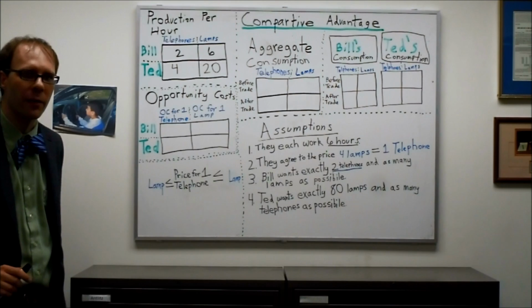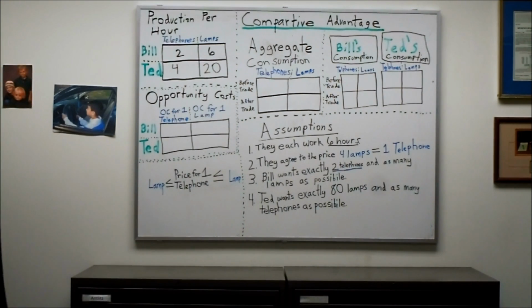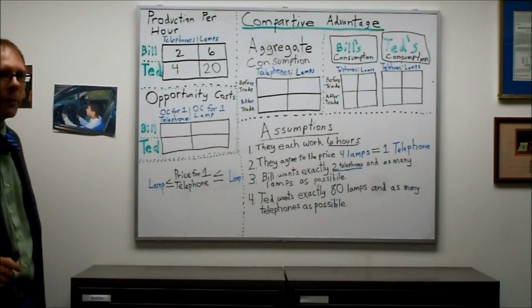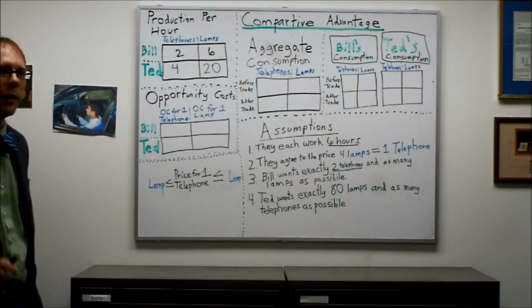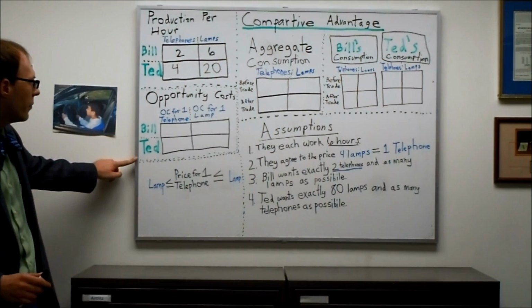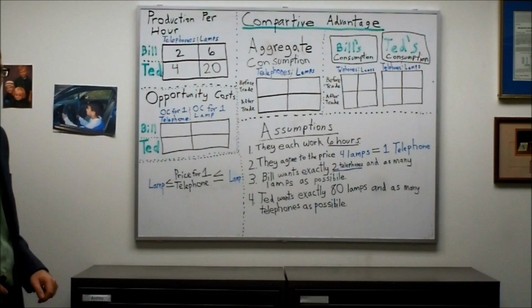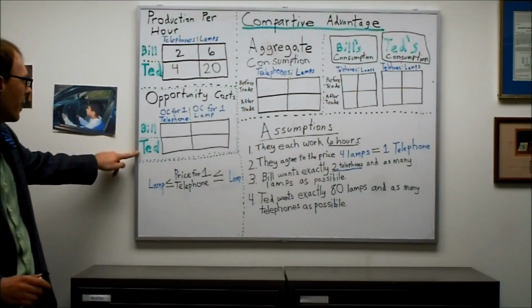To find their comparative advantage, we need to calculate what is the opportunity cost of producing one telephone for Bill and Ted, and the opportunity cost of producing one lamp for Bill and Ted.